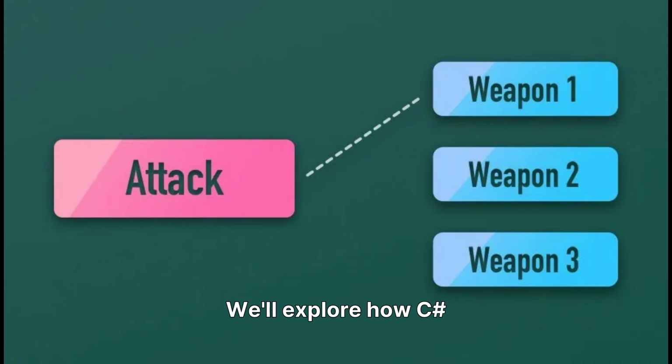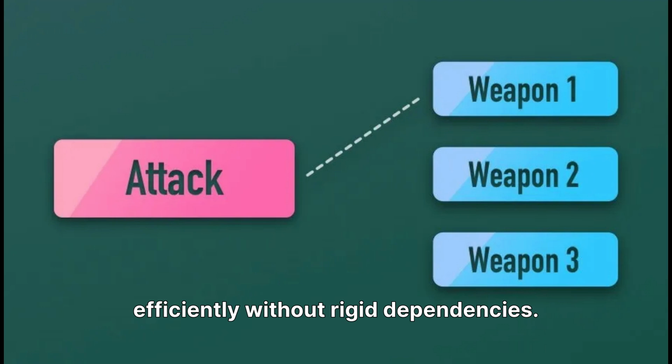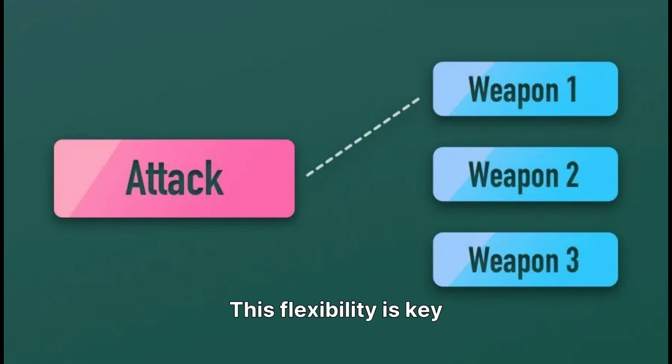We'll explore how C-sharp events and delegates enable loose coupling, a crucial architectural principle. This allows distinct game parts, like game logic and UI, to communicate efficiently without rigid dependencies. This flexibility is key for scalable and maintainable game code.